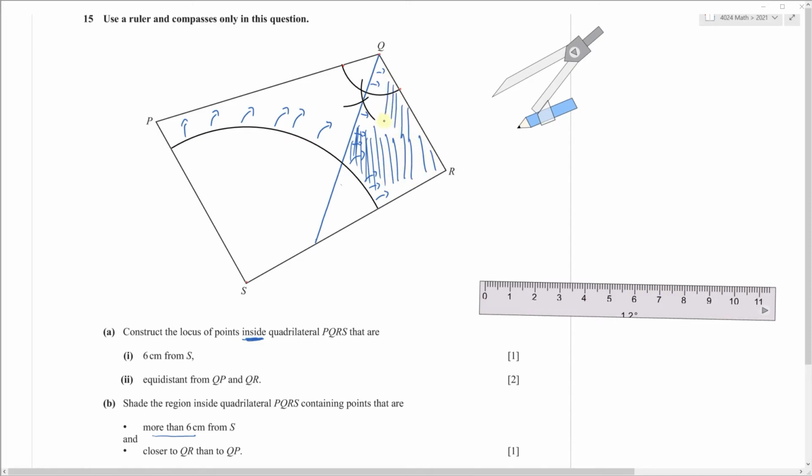and this region is also closer to QR compared to QP. So all the points in this region. So this will be your final shaded region. So any point, if you take any point in this region, it will be more than 6 centimeter away from S, and it will be closer to QR compared to QP. So this is your final shaded region.